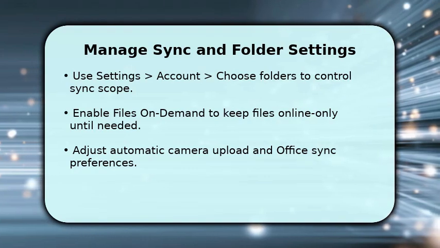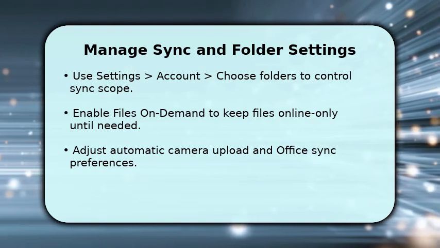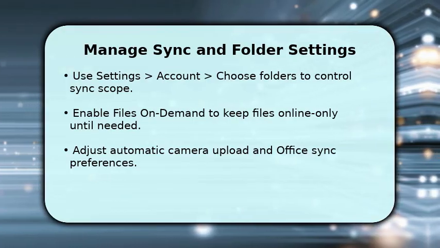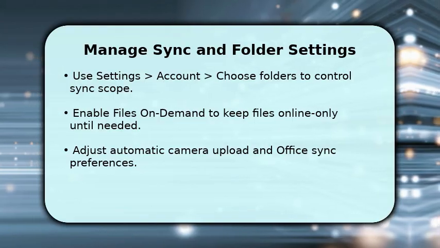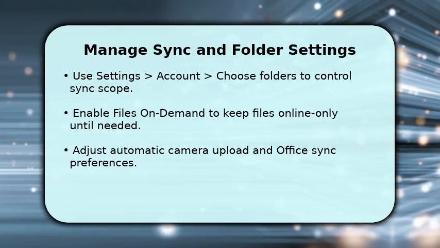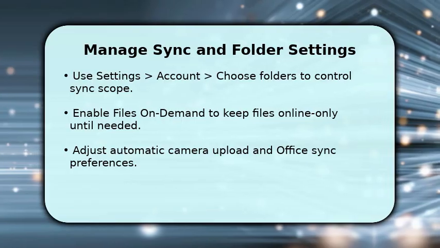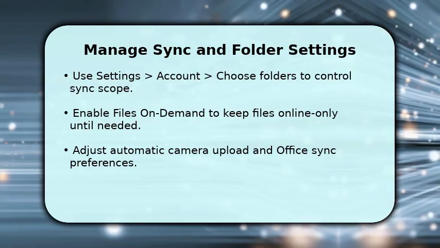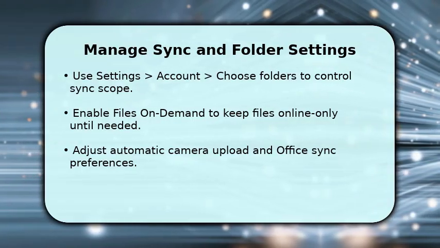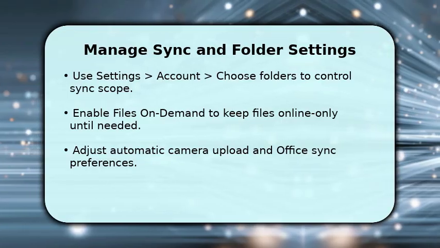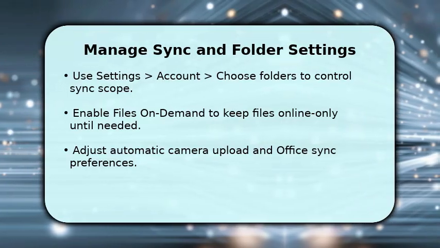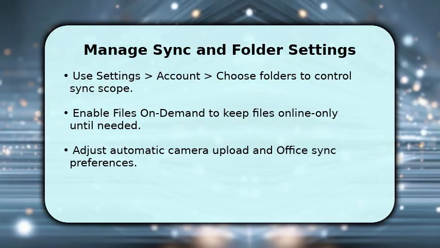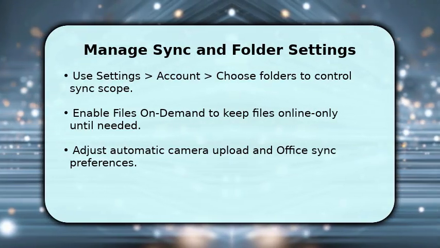Next, you'll refine what actually syncs to your device. Go to OneDrive settings, open Account and select Choose Folders to pick specific folders. This prevents unnecessary downloads. Also enable Files on Demand so files remain online only until you open them, saving storage. Make sure camera upload is set if you want automatic phone backup, and turn on Office integration to collaborate in real time. Once done, OneDrive will start syncing only the content you need, and keep versions for recovery.